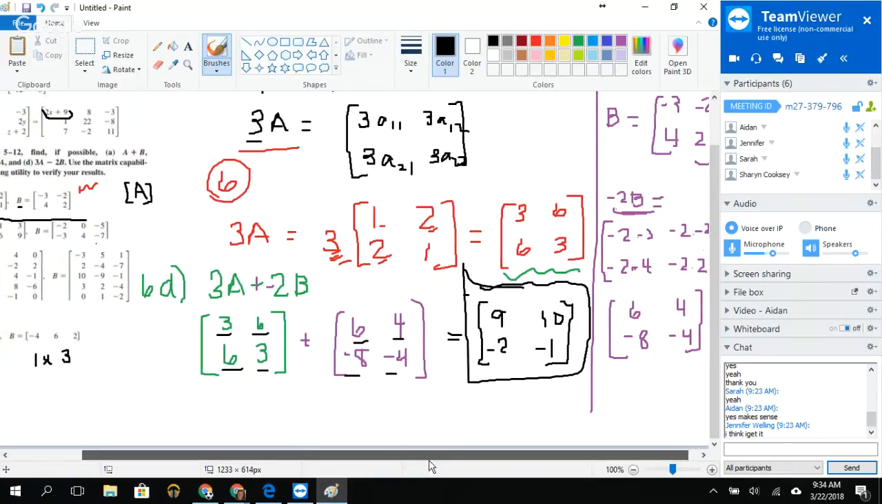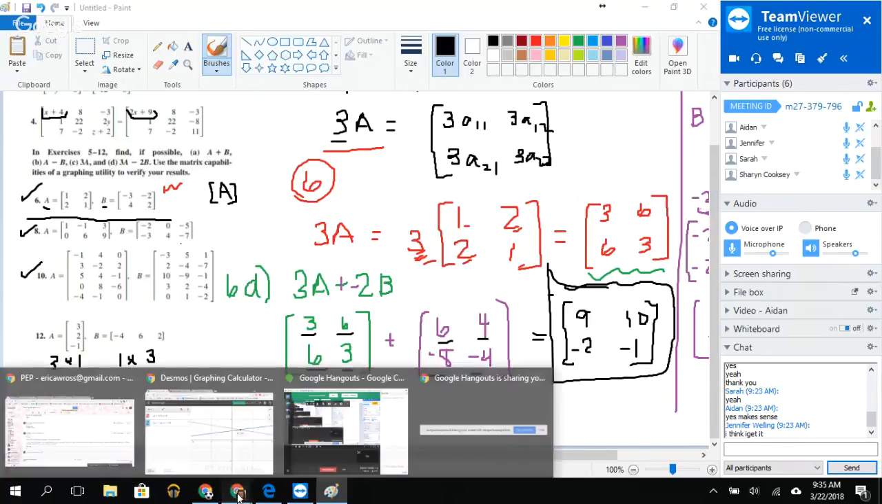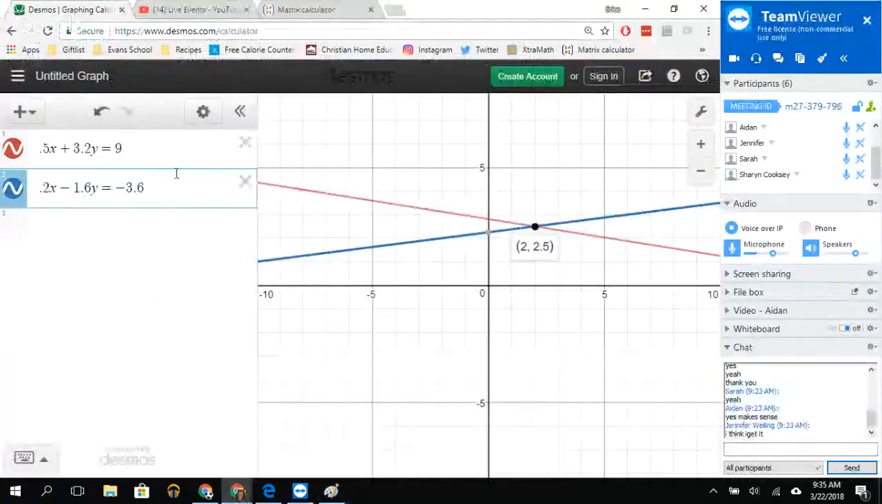If you look at the original problem, it says for each of these matrices, find if possible A plus B, A minus B, 3 times A, so a scalar times A, and 3A minus 2B. Use the matrix capabilities of a graphing utility to verify your results. This is where your TI calculator comes in super handy, and I meant to pull up a screenshot. I might do that in a second, because it has a really powerful matrix capability. Desmos, unfortunately, does not do matrices.